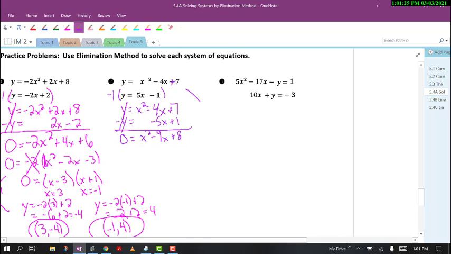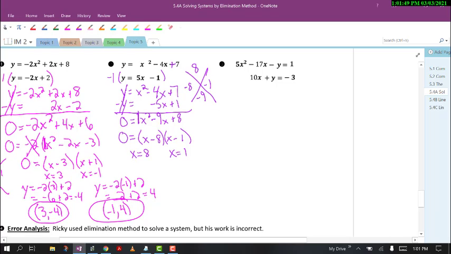So again, we do our diamond problem. We want a product of 8 and a sum of negative 9, so that would be negative 8 and negative 1. And because our coefficient of x squared is 1, we can skip right to our factored form, x minus 8 and x minus 1. Set each of those equal to 0, solve for x, so x equals 8, x equals 1. Now we just have to substitute them in.